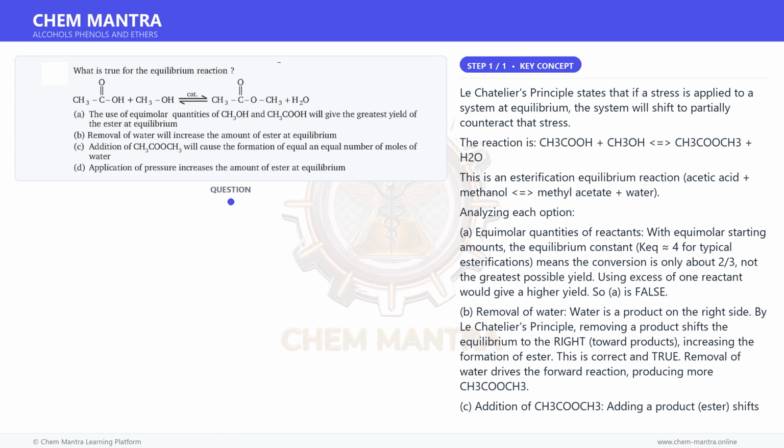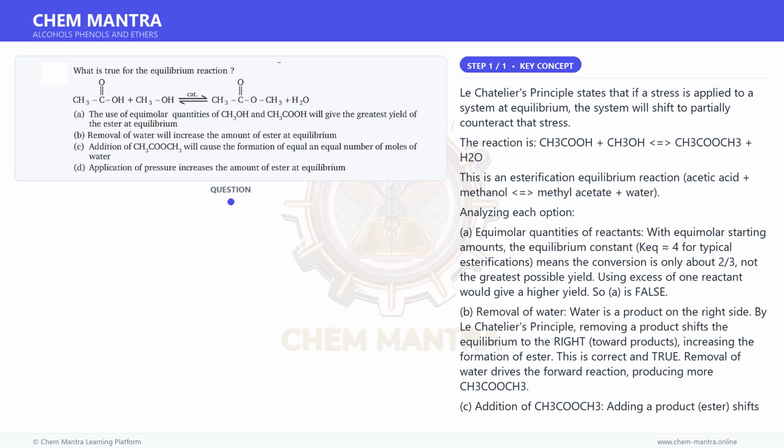partially counteract that stress. The reaction is CH3COOH + CH3OH ⇌ CH3COOCH3 + H2O. This is an esterification equilibrium reaction. Acetic acid plus methanol gives methyl acetate plus water.